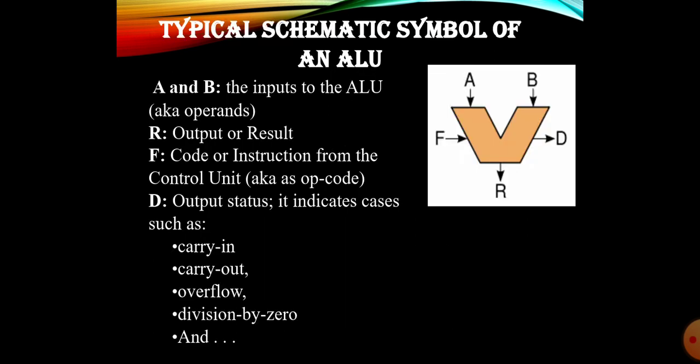So this is the typical semantic symbol of an ALU. A and B are the inputs of the ALU, the operands, and R represents the output or result, and F represents the code or instruction from the control unit. Output D represents the output status. It indicates cases such as carry in, carry out, overflow, and division by zero.